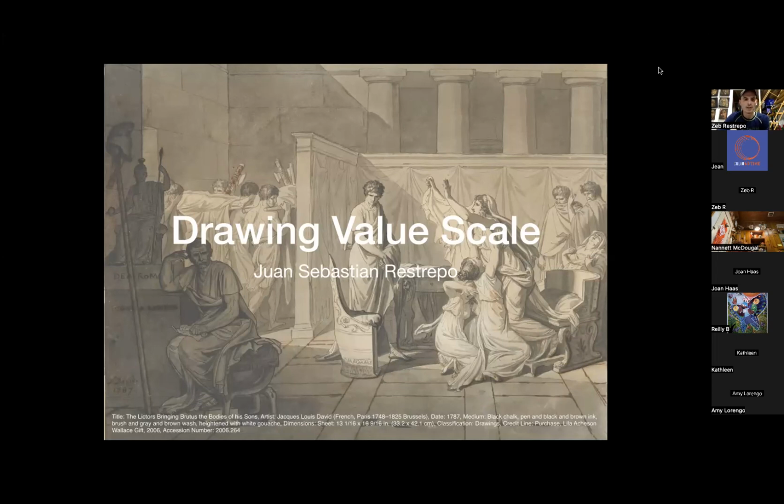Let me go ahead and prepare. Here we'll start with this image that I gathered from, I think, the School of the Art Institute of Chicago, the museum, if I have that correct. This is by Jacques Louis David, and this is just a mere drawing that he made with black chalk pen and black and brown ink. But don't worry, you won't need any of those tools. After the PowerPoint, I'll show you what you'll need, which is just different types of pencils that come in different types of values. But let's get started.